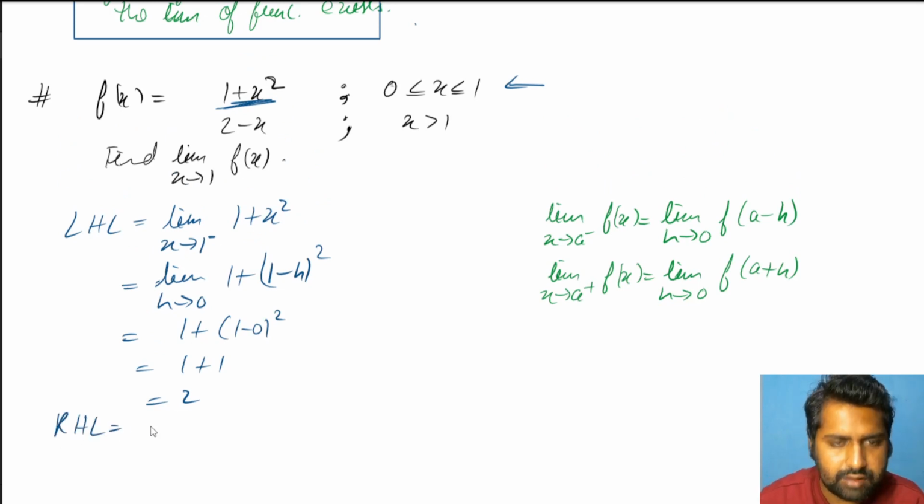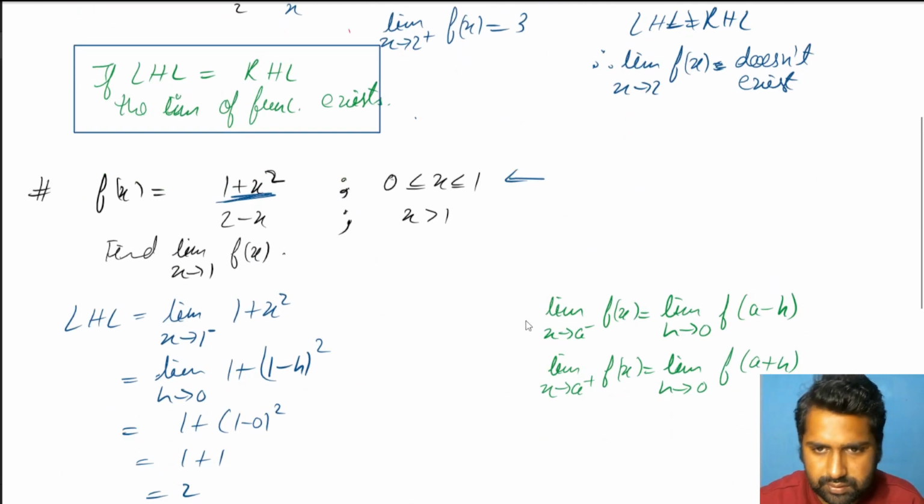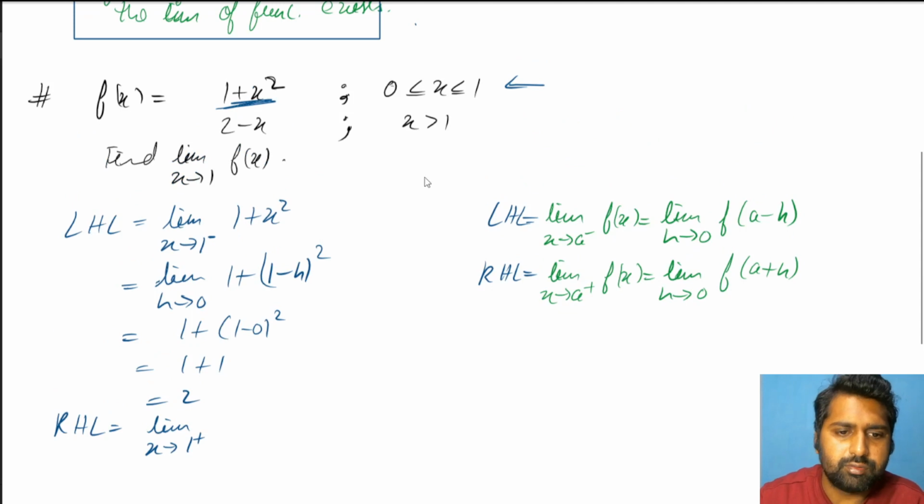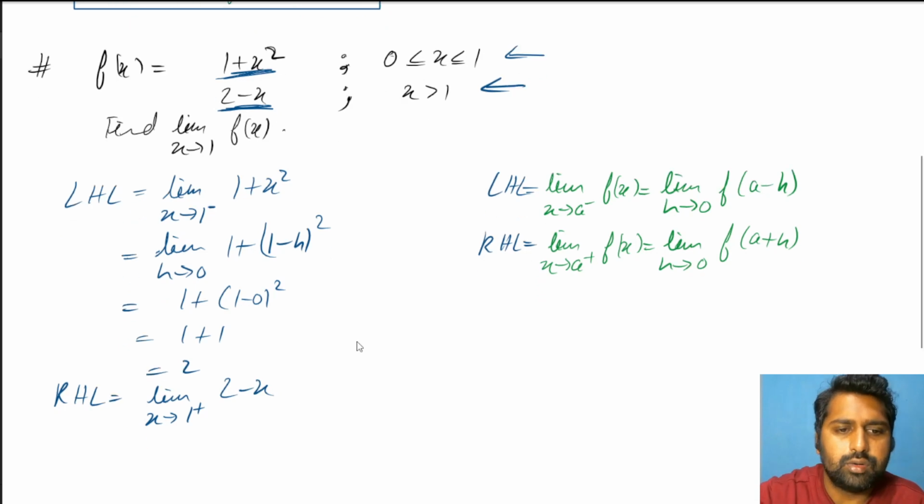Let's calculate RHL. RHL will be the right hand limit, so we'll put limit x tends to 1 plus. Okay, right. This itself is your LHL, and this itself is your RHL. So if you want to calculate RHL, you have to calculate limit x tends to 1 plus. Now you have to select the function. 1 plus means more than 1, just more than 1. If x is more than 1, we have to select this as the function. That means this time 2 minus x will be your function.